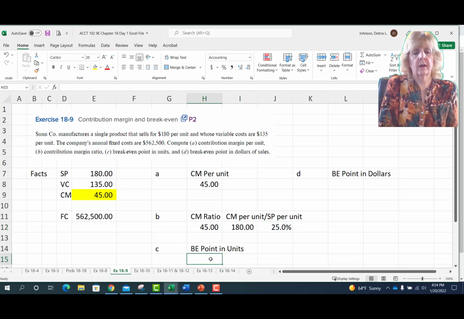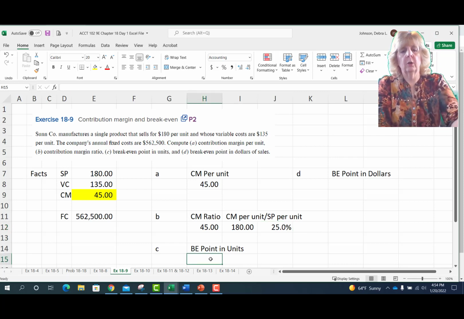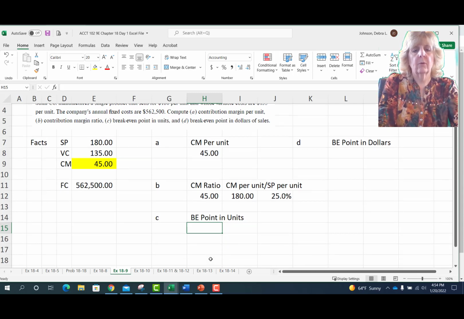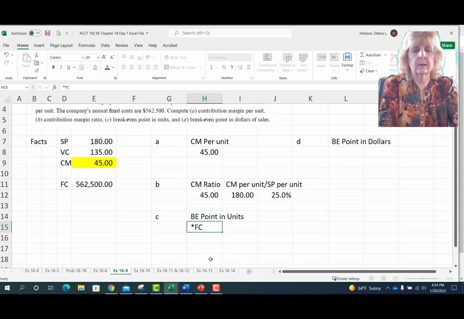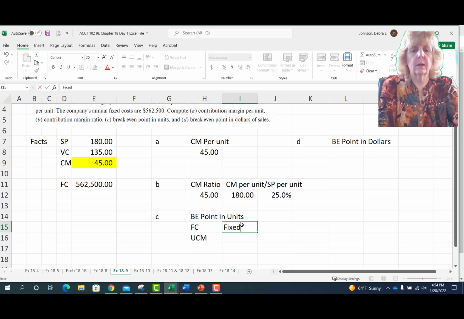Next, we'll take a look at the break-even point in units. That break-even formula is fixed cost divided by unit contribution margin. Okay, I'll write that out because this may be the first time you've seen me abbreviate it.